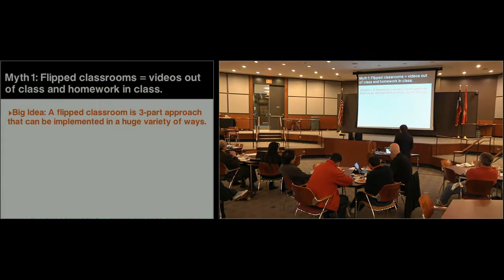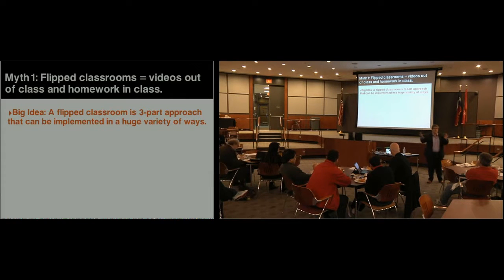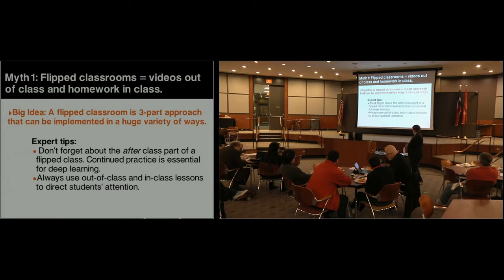Okay? So just to come to a close with this first myth, a flipped classroom is a 3-part approach that can be implemented in any way that you want. Don't forget about the after-class part. These are some extra expert tips. Continued practice is essential for deep learning. Why? Because that means they will be paying further attention. The amount of time that they pay attention to the content is directly correlated with how deeply they will learn it. And always use the out-of-class and in-class lessons to direct that attention.